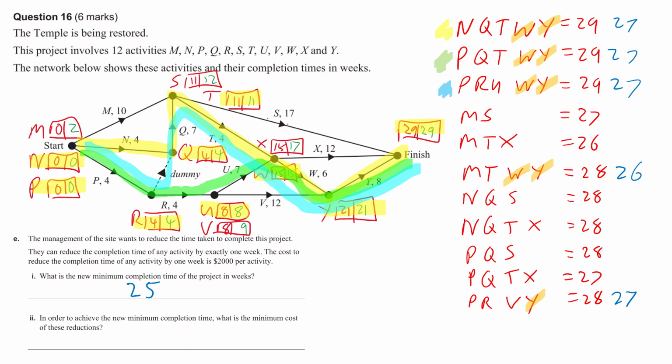Now, we can't crash anything on the critical path now because they're 27s. We need to crash 28s. And we've still got 3 28s here. They've all got Q in. Let's crash Q. So Q, Q, Q, Q, Q, Q. We can crash that. So this becomes 26, 26, 27, 27, 27, 27. So we can still do some crashing.